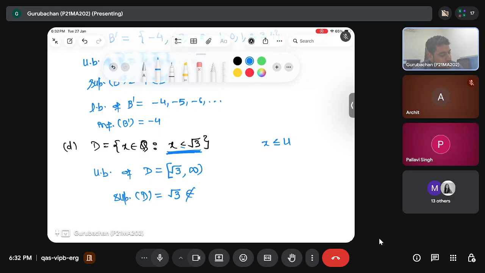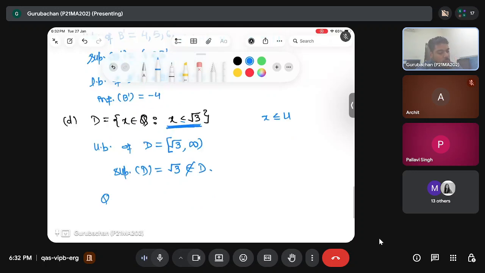Why? Sir, because you are taking rational numbers only, na? x belongs to rational numbers, and under root 3 is an irrational number. And that is why also in class sir told that Q does not follow the completeness property. What is completeness property?